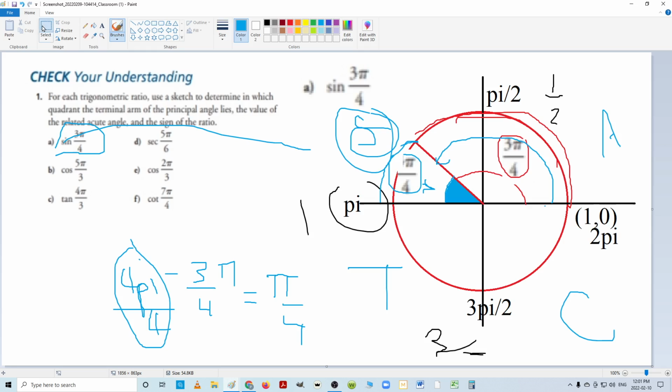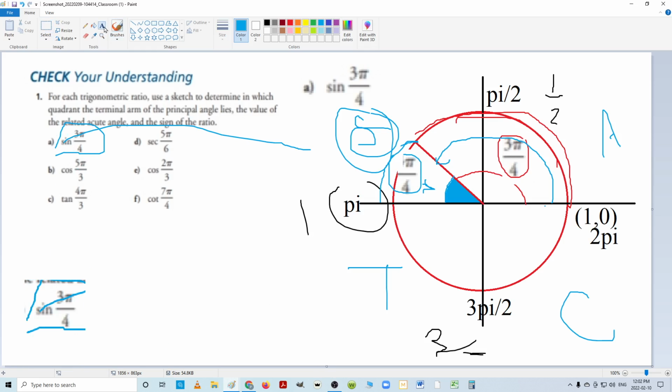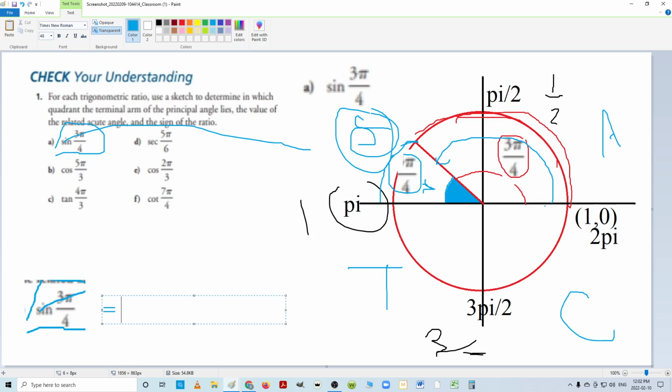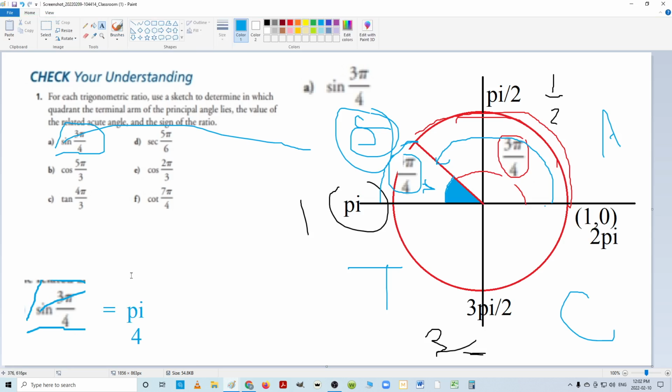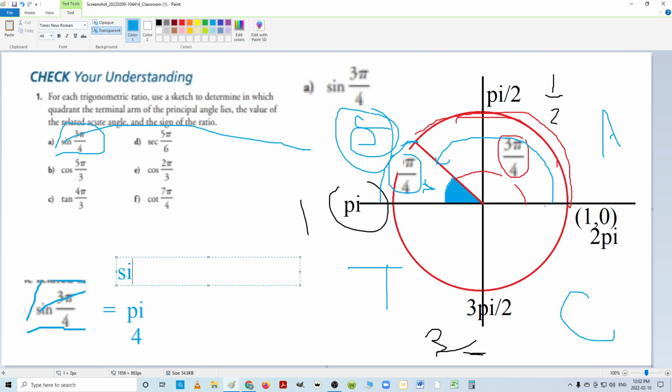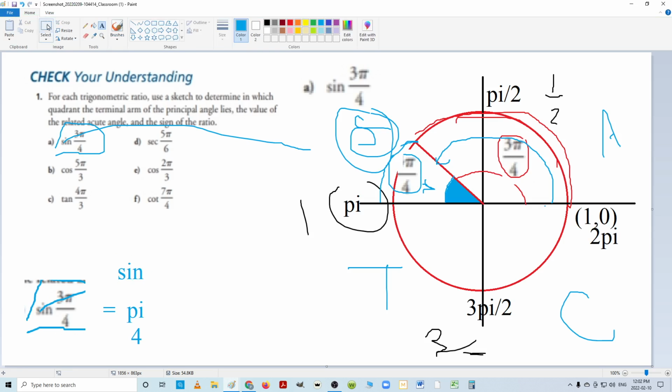So that means I can immediately say sine of 3/4 pi is equal to sine of pi over 4. They're going to have the same sine value. And actually, I forgot to put the word sine in there. But they're going to have the same values because they're both positive. I don't have to put a negative in front of either one of them to make them equivalent. So I've just found an equivalent angle.